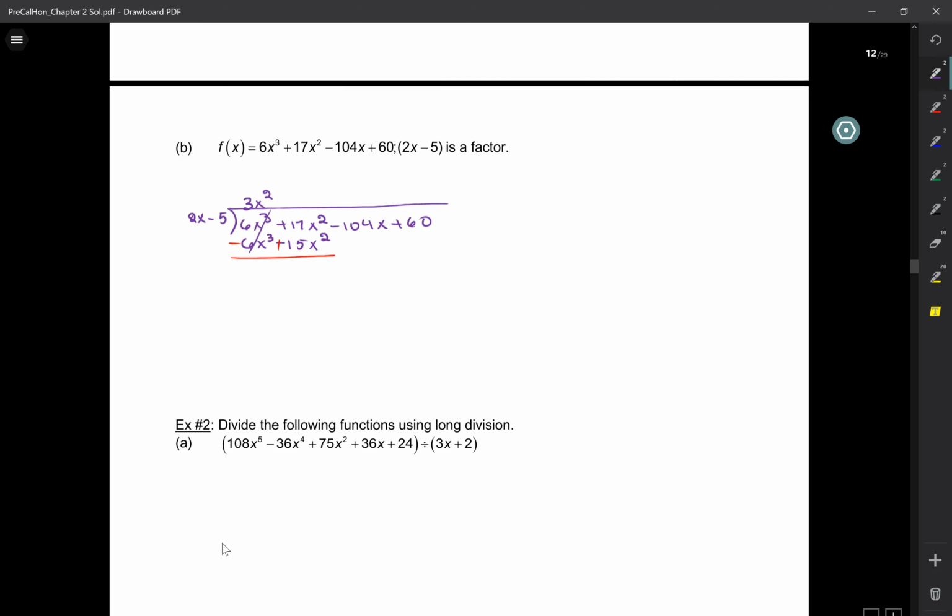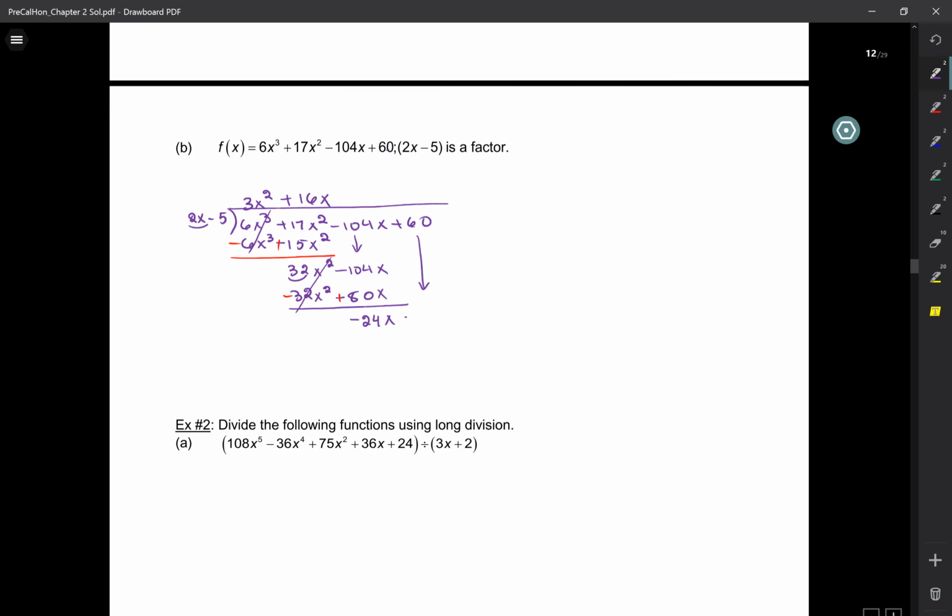And what I get here is 32x squared. So 32x squared, and I'm going to bring down a negative 104x. Okay, so 32 divided by 2 is 16, and we have an x, so positive 16x. Now I multiply, I get 32x squared. 16 times 5 is negative 80x. I change the signs, and when I add, these go away. Negative 104 plus 80 is going to be negative 24x.